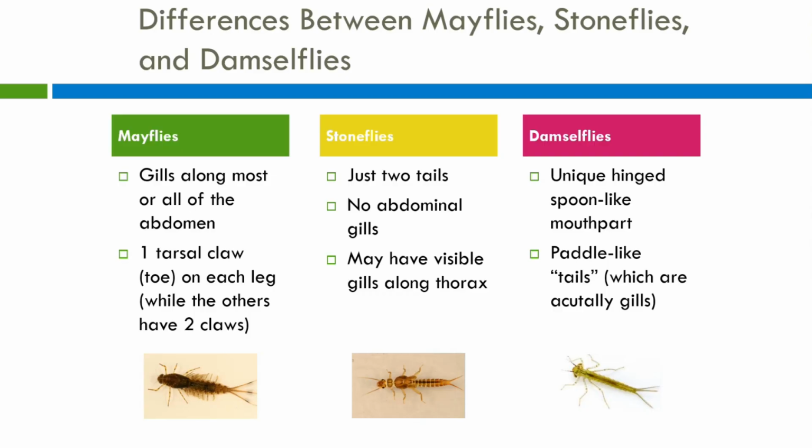Stoneflies only ever have 2 tails, and the damselflies will have those wider paddle-like gills at the end of the body. Mayflies will have 1 tarsal claw, one of those toes. Stoneflies and damselflies will have 2. And the damselflies, of course, have that mouth part that can extend out. So if you're not sure, you can always flip it over and see if it's got what looks like a mask on the underside of the head.